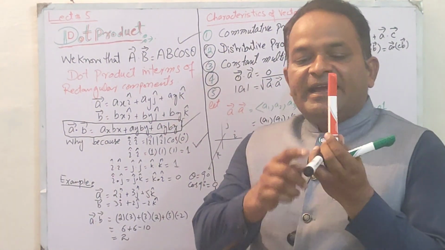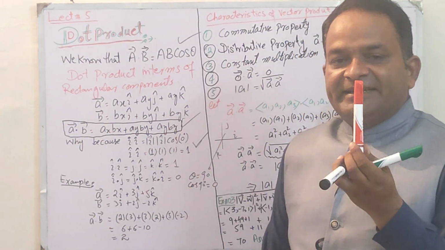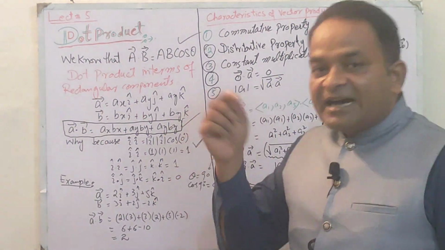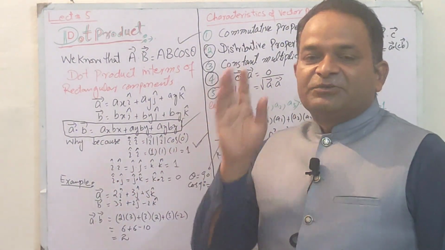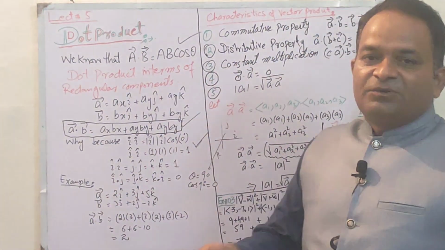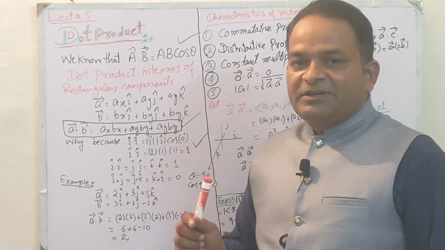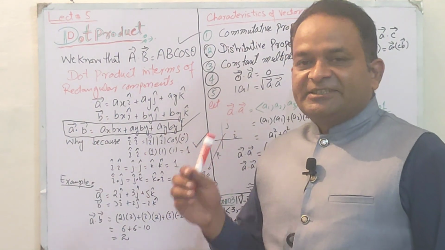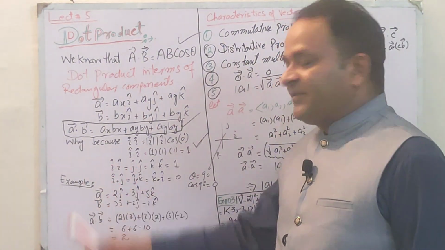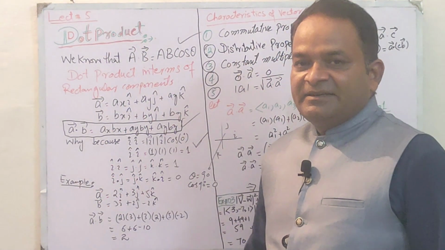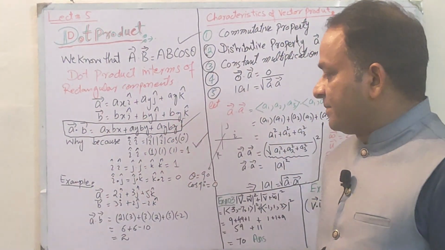Perpendicular means i and j have an angle of 90 degrees, so cos 90 is 0. That's why i dot j must be equal to 0. Similarly, j dot k is 0, k dot i is 0. So we got two results: i dot i, j dot j and k dot k must be equal to 1, but different unit vectors have a dot product of 0.